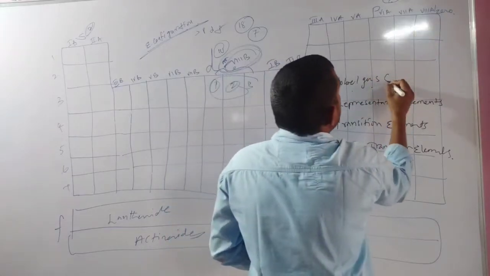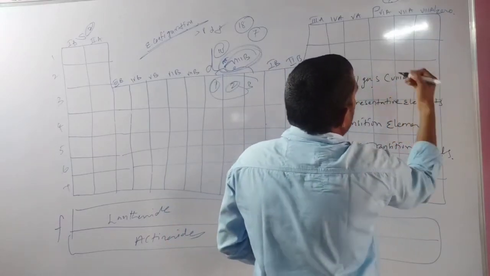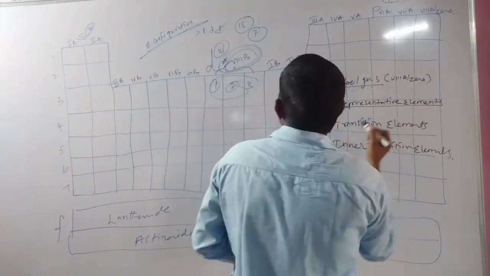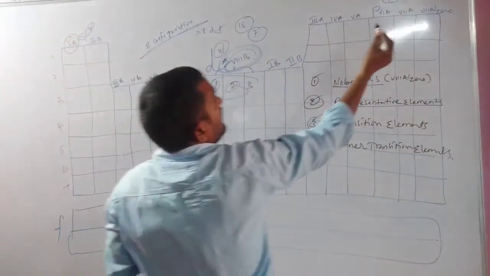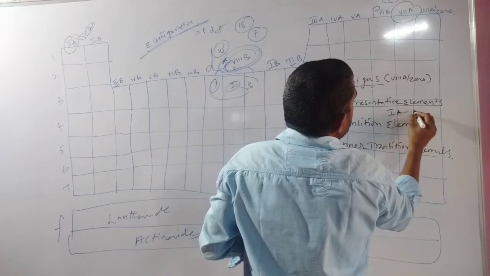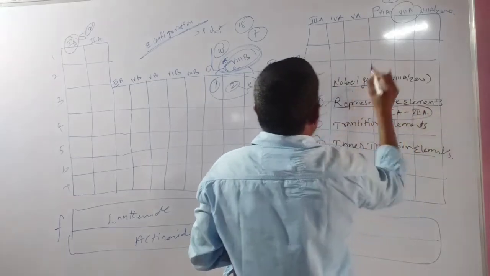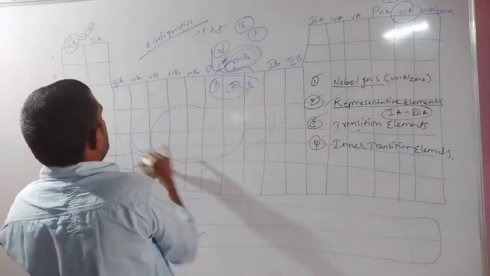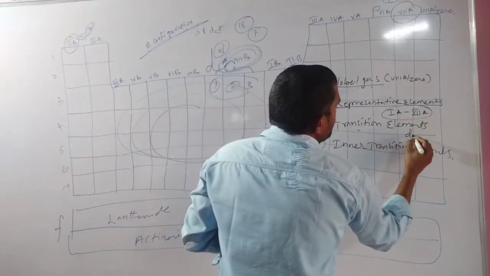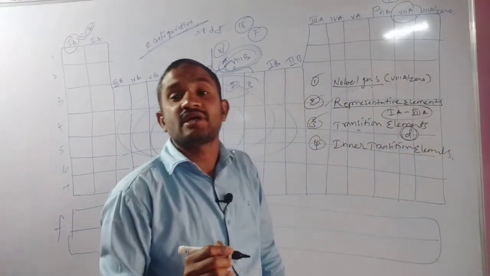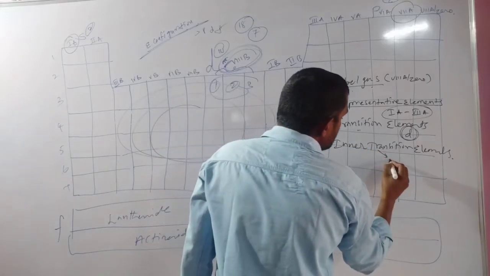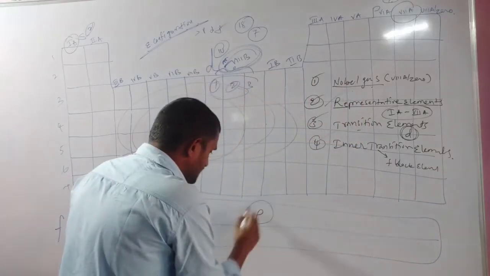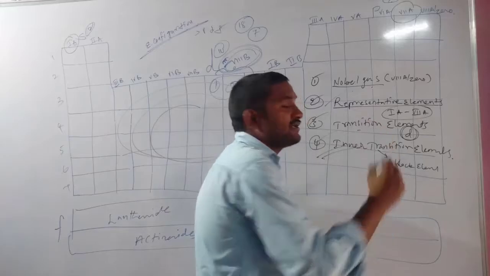Noble gases mean 8th A, otherwise 0 group. Representative elements mean here first A to 7th A. We have to consider first A to 7th A as representative elements. Next, transition elements: the D block elements. We have to consider these D block elements as transition elements. Next, inner transition elements: F block elements. These F block elements we have to consider as inner transition elements.